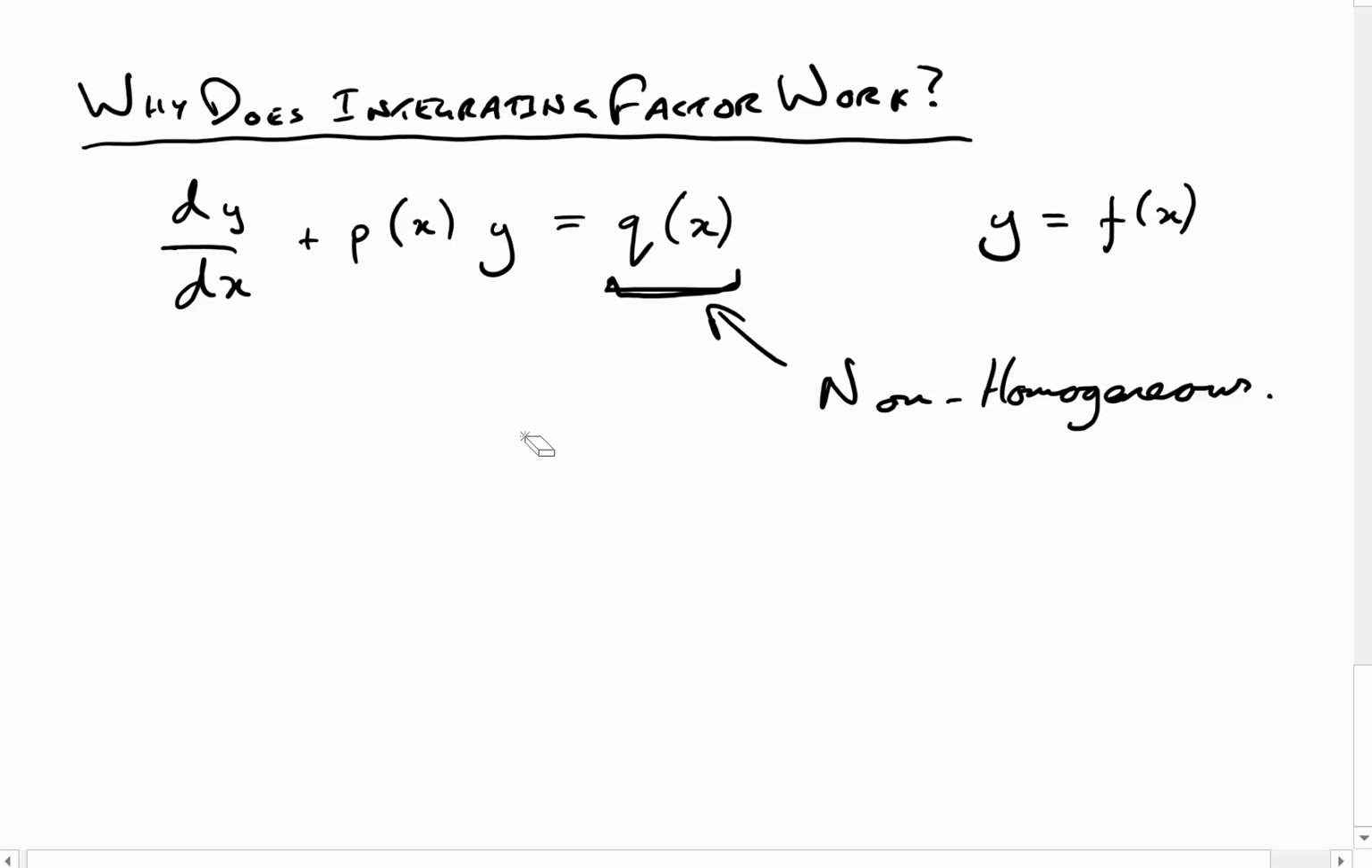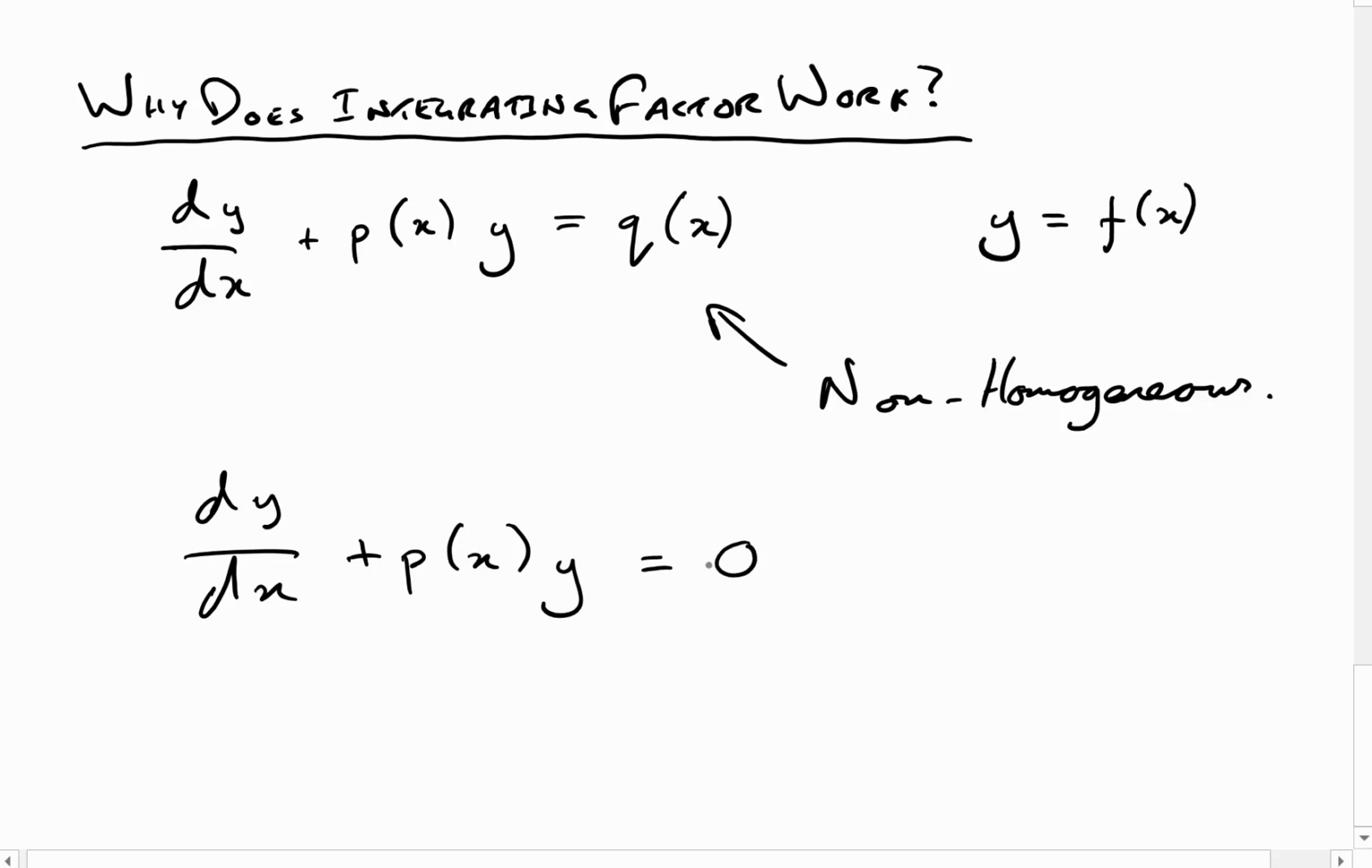If we have dy by dx plus p of x times y, and the right-hand side is equal to 0, we call that homogeneous. If the right-hand side is not equal to 0, then we call it non-homogeneous. This is when we get the function, its derivatives and so on, on the left-hand side, or on one side.